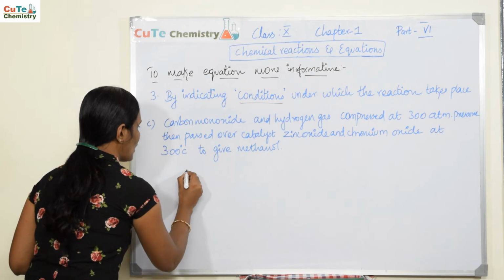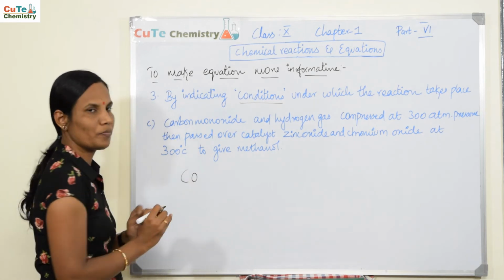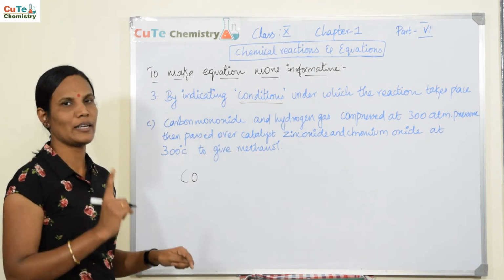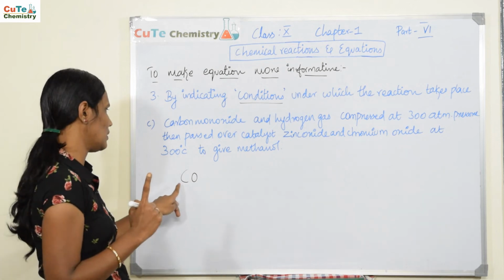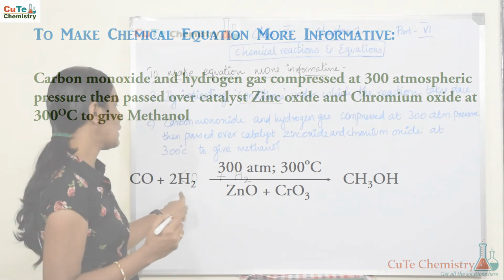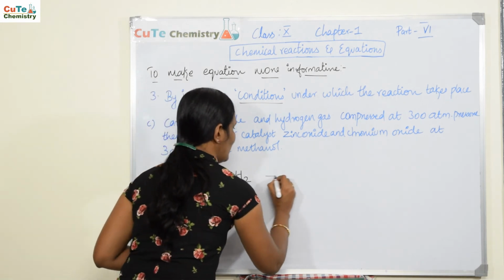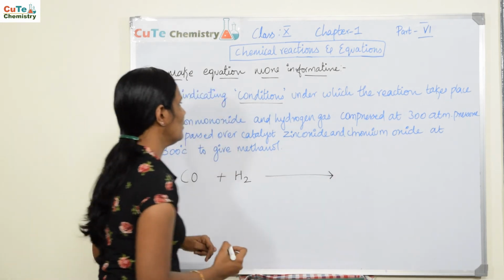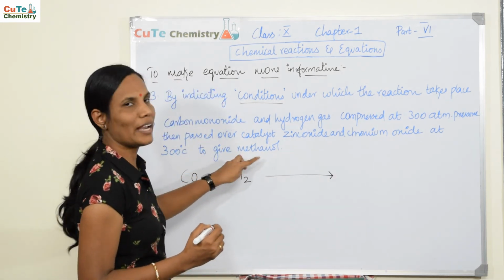The formula for carbon monoxide is CO. Mono means one, only one oxygen. Carbon monoxide is reacting with hydrogen gas. The formula for hydrogen gas is H2. Carbon monoxide reacts with hydrogen gas to give methanol. So the end product is methanol.